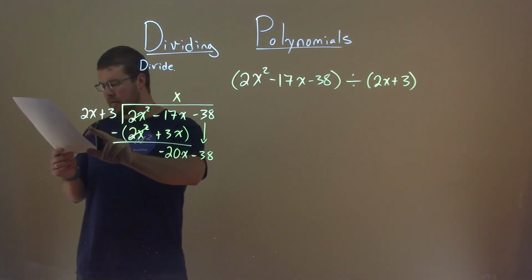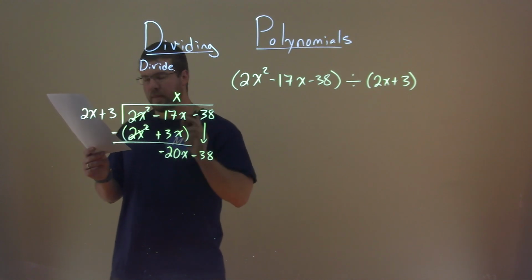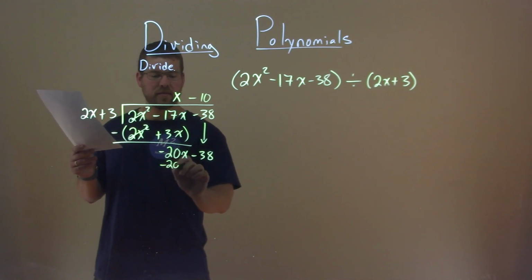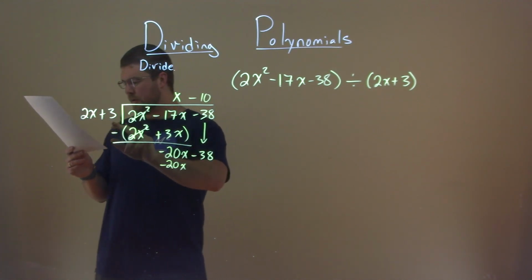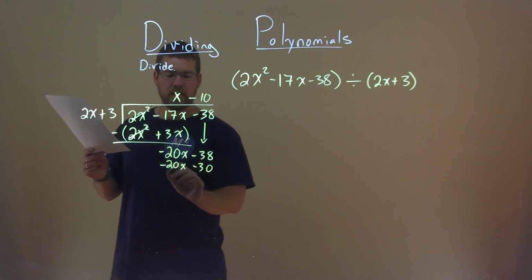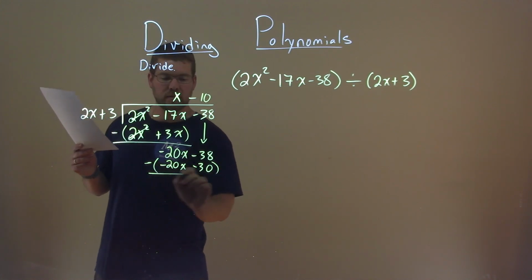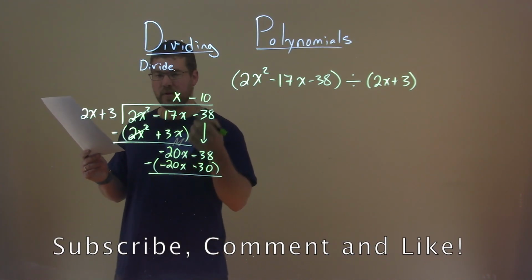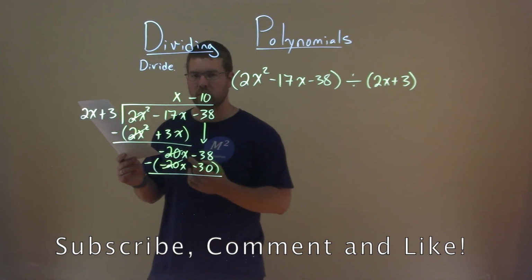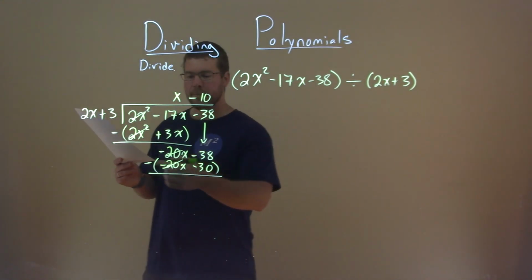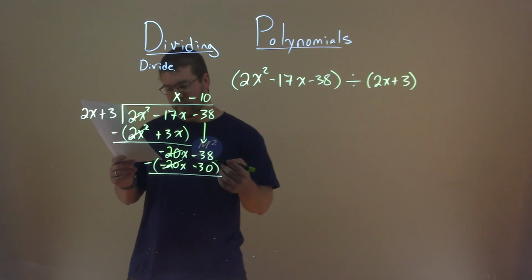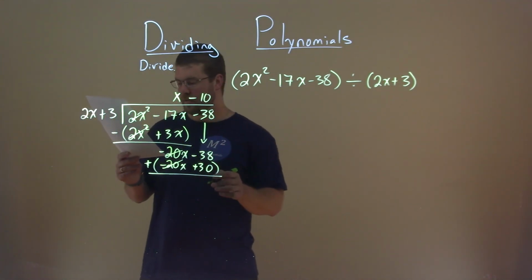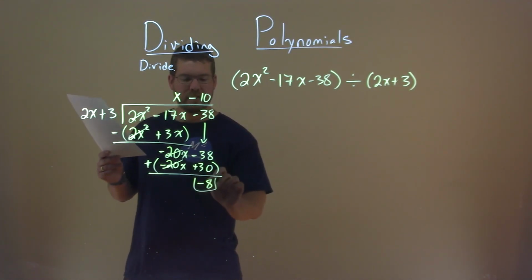What times 2x gets me a negative 20x, and that's a negative 10. Negative 10 times 2x is a negative 20x. Negative 10 times 3 is a negative 30. And be careful now with your negatives. We're subtracting all of that from what's up top. Negative 20x minus a negative 20x is plus a positive 20x. They cancel, and that was the point. Negative 38 minus a negative 30 is like adding a positive 30. So you do like plus a positive if you want, like right here. Negative 38 plus 30 is a negative 8, and that's our remainder.